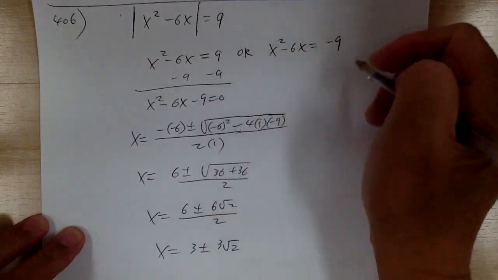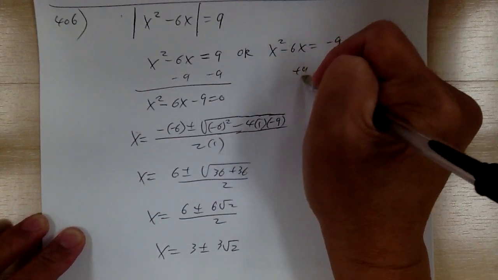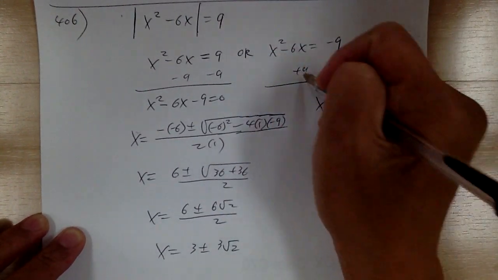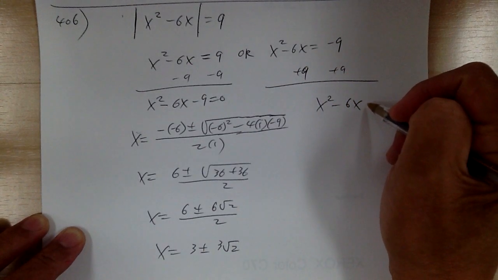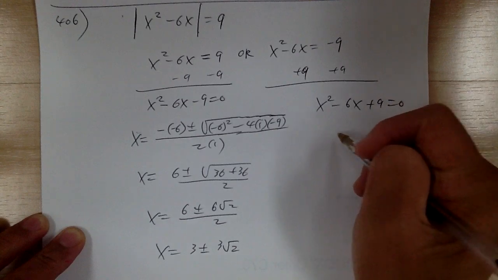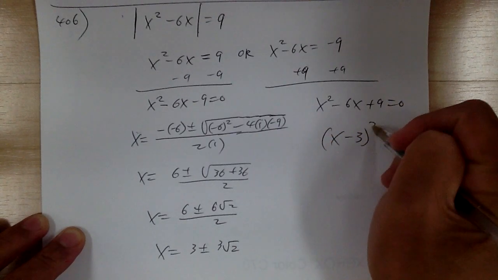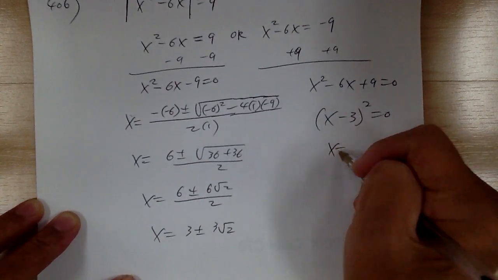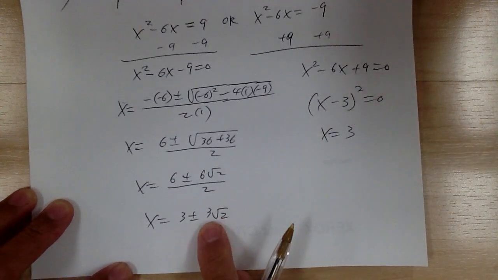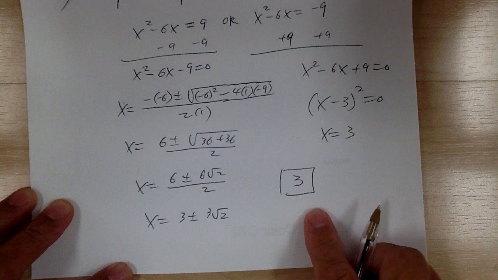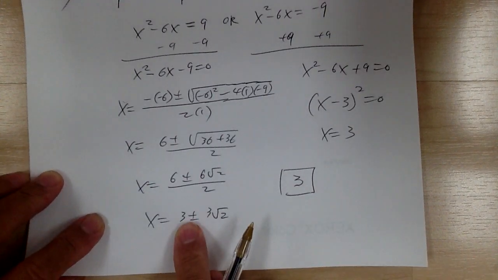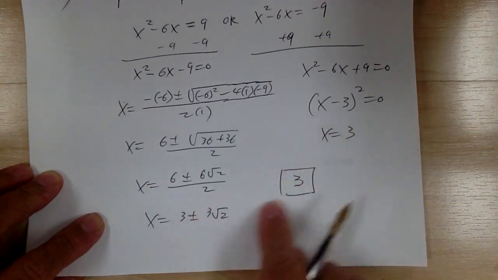Okay. And from here, you add 9 on both sides. So you get x squared minus 6x plus 9 equal to 0. And this becomes x minus 3 squared equal to 0. So x equals 3. So you got two answers here, one answer here. So there are three possible solutions. Okay, so you get two answers from here, one from here. So you got a total of 3 answers.